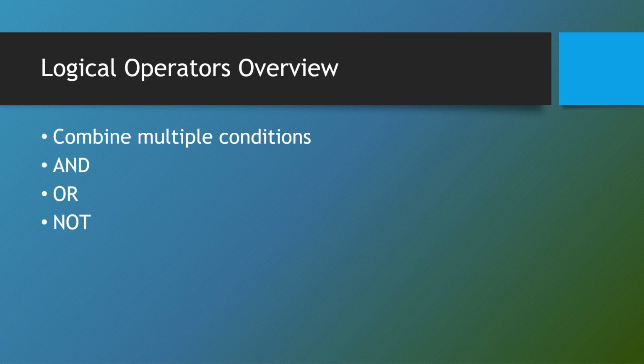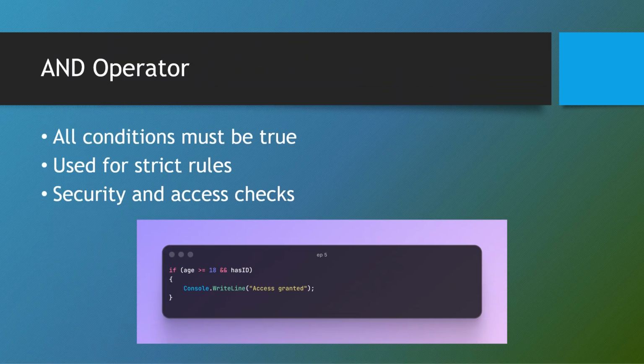The and operator. All conditions must be true. The and operator allows you to check multiple conditions at the same time. For the decision to pass, every condition must be true. If even one condition fails, the entire check fails. This is commonly used for things like access control, age checks, and security rules. Think of it as a strict gatekeeper. Everything must be correct before the program allows the action.